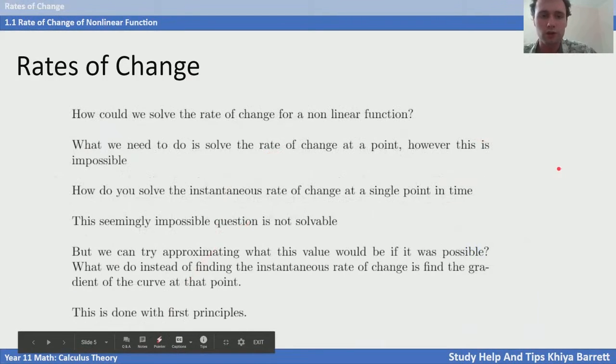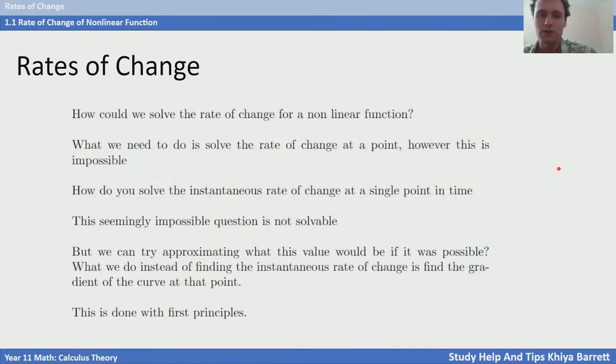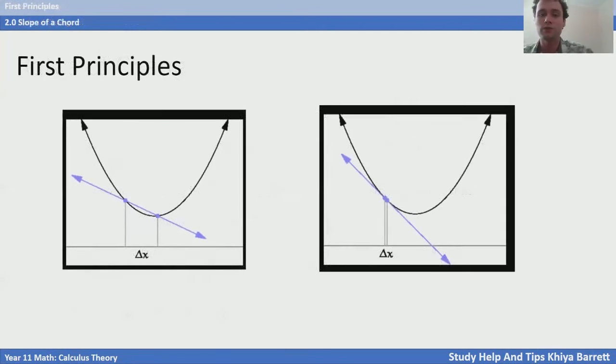How would we solve the rate of change for a nonlinear function? What we need to do is solve the rate of change at a point. However, this is impossible. How do you solve the instantaneous rate of change at a single point in time? This is not solvable, but we can try approximating what this value would be if it was possible. What we can do instead of finding the instantaneous rate of change is find the gradient of the curve at the point. This is done with first principles.